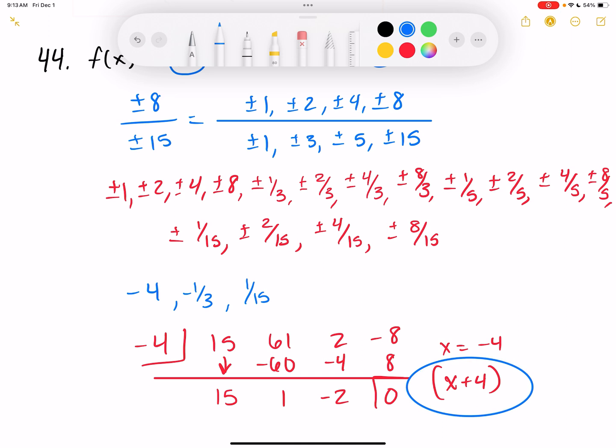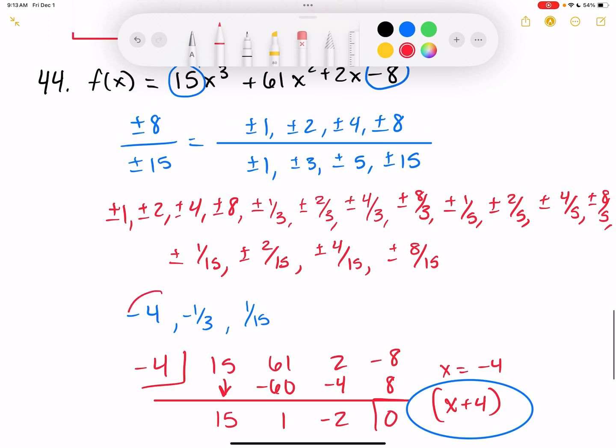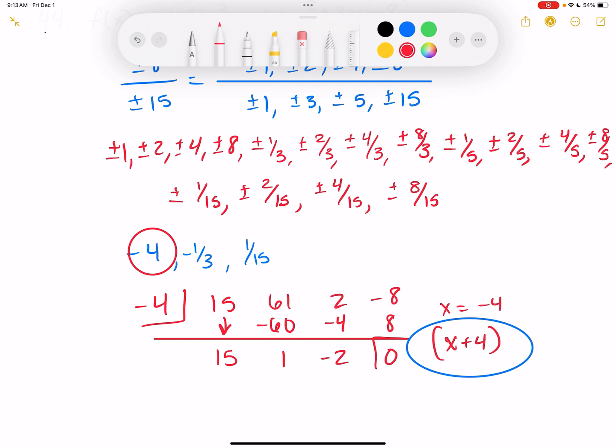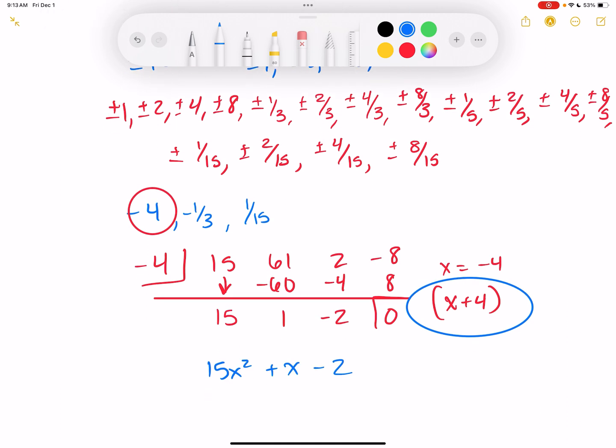A lot of times I like to go back and circle or put a little check mark by the one that I know works. Now, at this point, I know that this is something I could just factor, because I'm down to 15x squared plus x minus 2, and then I can just factor that, and I don't need to worry about running any more synthetic. Now, if we had a problem that was to the 5th power, I would have to keep going because I can't just factor that off the top of my head. But fortunately with this one, I should be able to factor this.